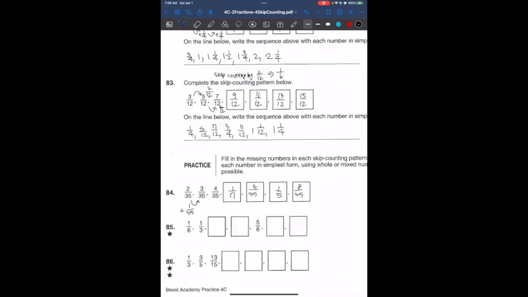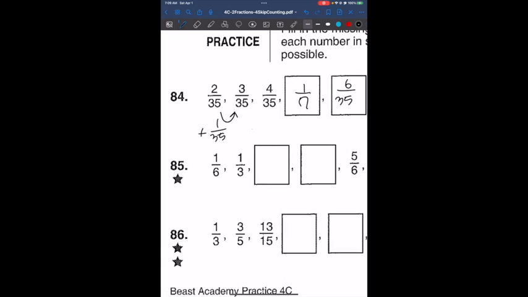Now we're going to look at problem 85. So now we're going from 1/6 to 1/3. And now if we look, the denominator has changed. And so still, to compare the two numbers, since we have 1/6, we're going to rewrite 1/3 so that the denominator is 6.